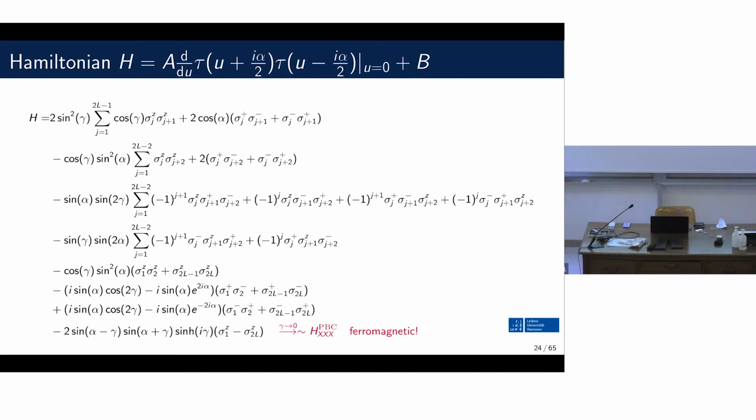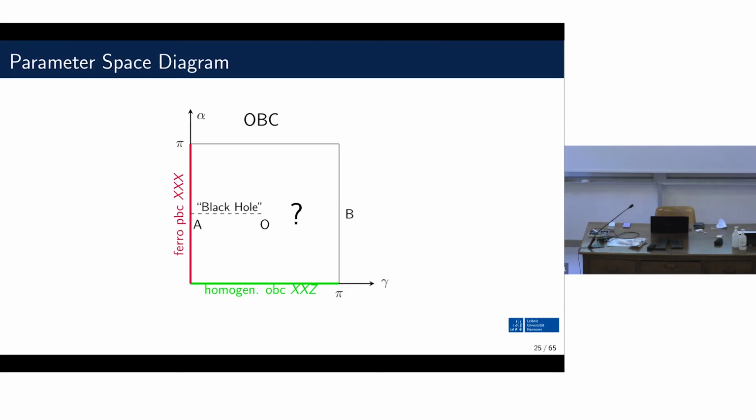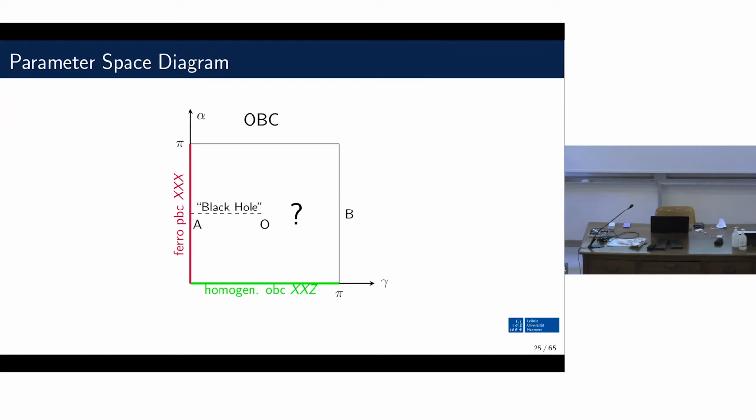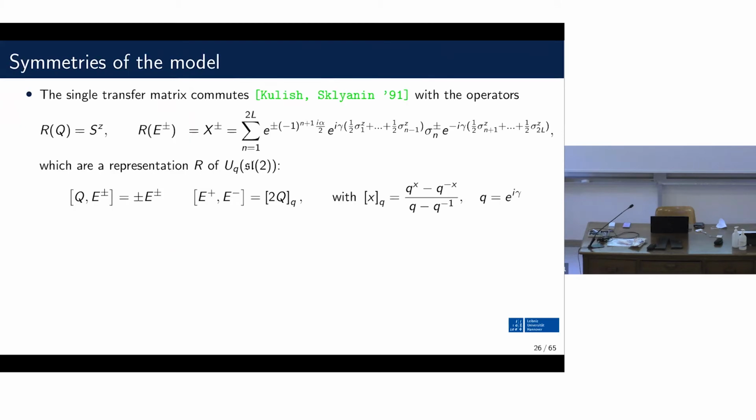So this is nice, and then we can first draw some lines in our phase diagram. So homogeneous, and I should also mention this is a ferromagnetic one, right? Ferromagnetic XXX. This is a new phenomenon popping up. Also, for the questions already, this Hamiltonian has a specific symmetry. It has U_q(sl2) symmetry in this representation. It was shown a long time ago by Kulish and Sklyanin.